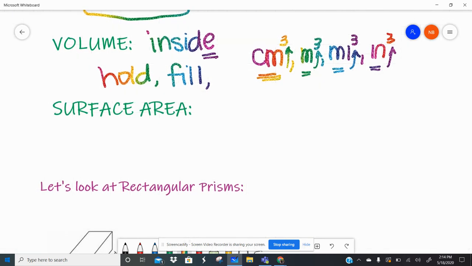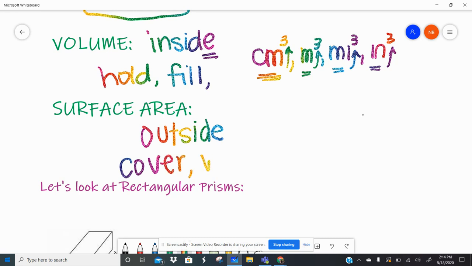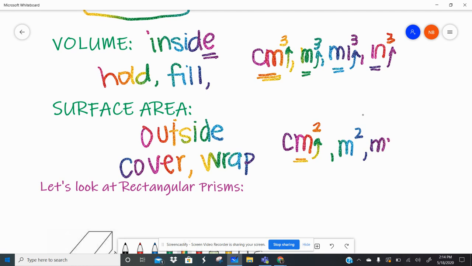For surface area, we're talking about the outside of the shape, right? So in terms of word problems, if you want to cover the shape or wrap it, wrapping a present would be the surface area. When it comes to the unit of measurement, we do centimeters squared, because area is always going to be to the second power, or squared. So centimeters squared or meters squared or miles squared, etc. So surface area is squared, and for volume, your answer will be cubed.